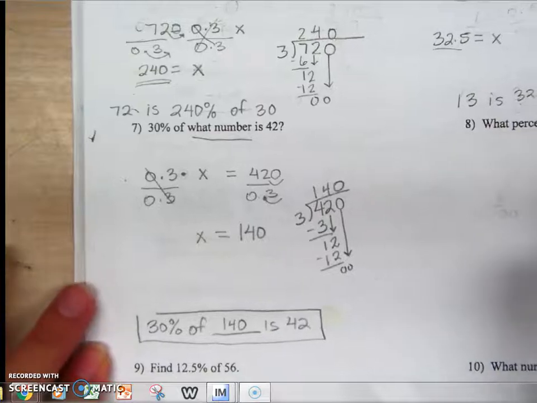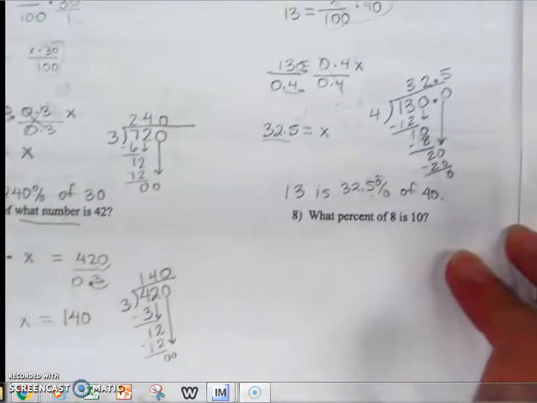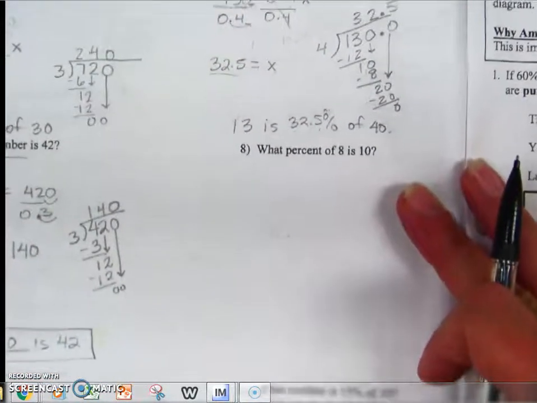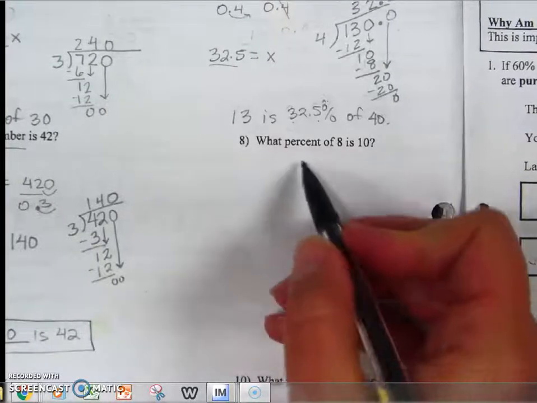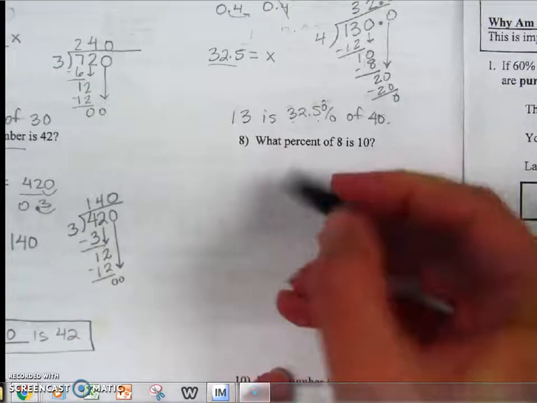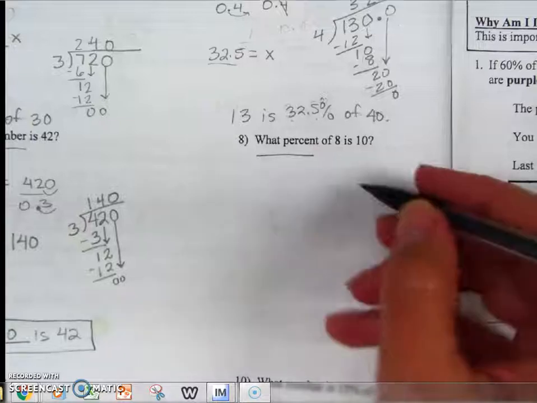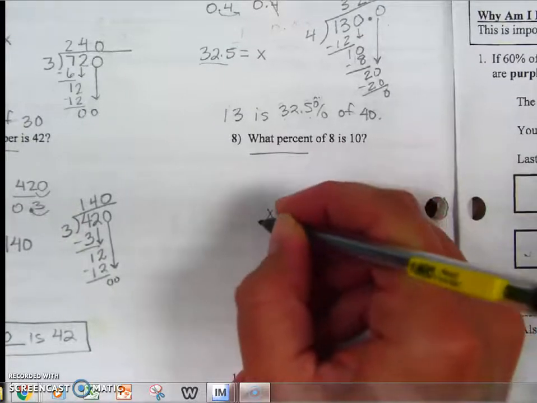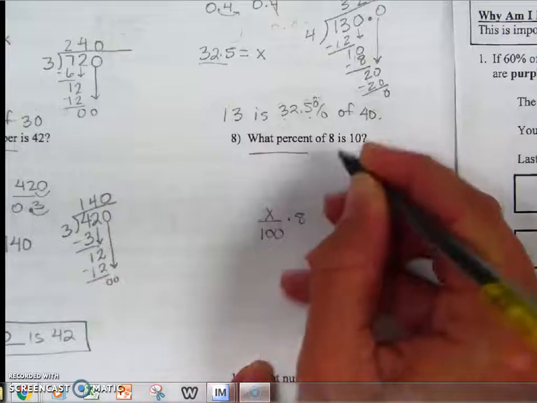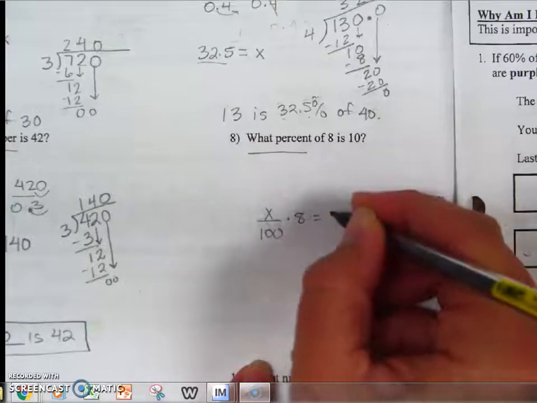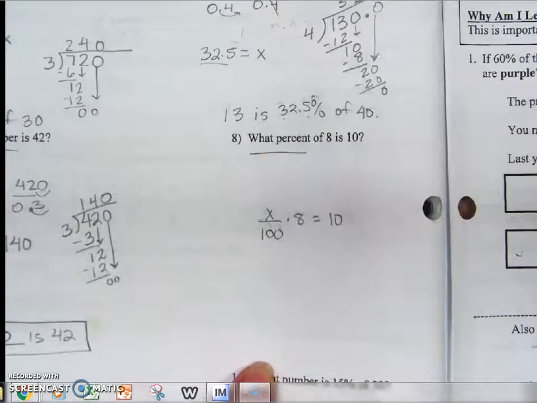All right, let's see, I think let's look at just one more. You can do one more, right? Yeah. All right, let's try this one. What percent? Because this one's kind of weird. What percent? So x over 100 of 8 times 8 is equals 10. Okay, there it is. Translated to math.